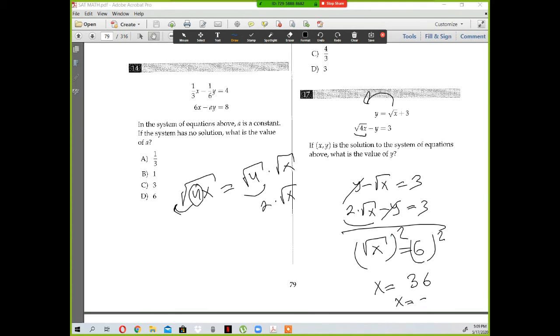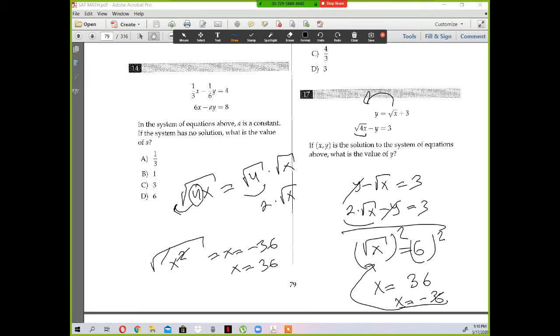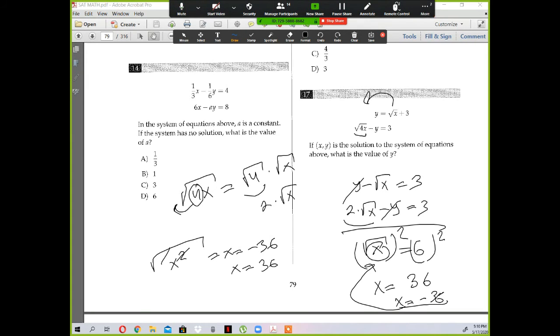Can it be minus 36? It cannot be minus 36 because you have x inside the root. But if you have something like this, for example, x to the power of 2, you can cancel this. X could be minus 36 and x could be 36. But here you have only x inside of the root. That is why you cannot have negative 36. Okay.